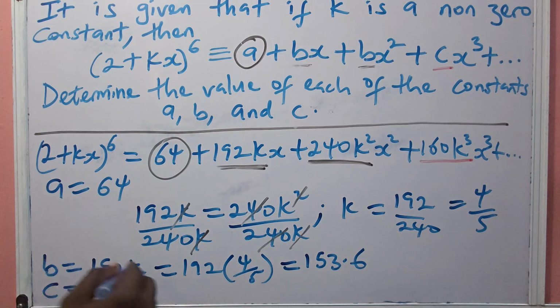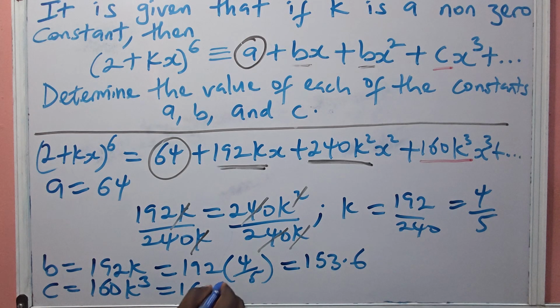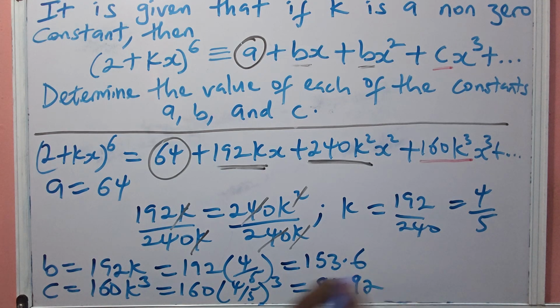All right. So you go on to solve appropriately, raised to the power of 3. Now, if you solve this with a calculator, you get the final value of 81.92. So we have been able to get the value of our a to be 64, the value of b to be 153.6, and the value of c to be 81.92.